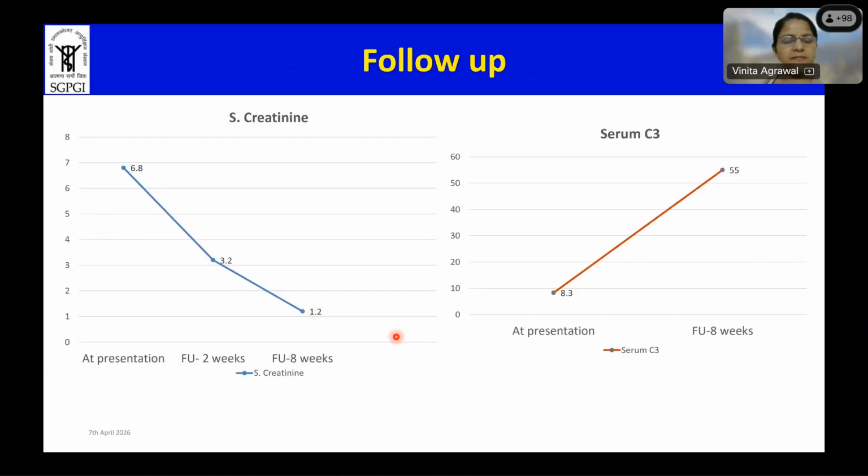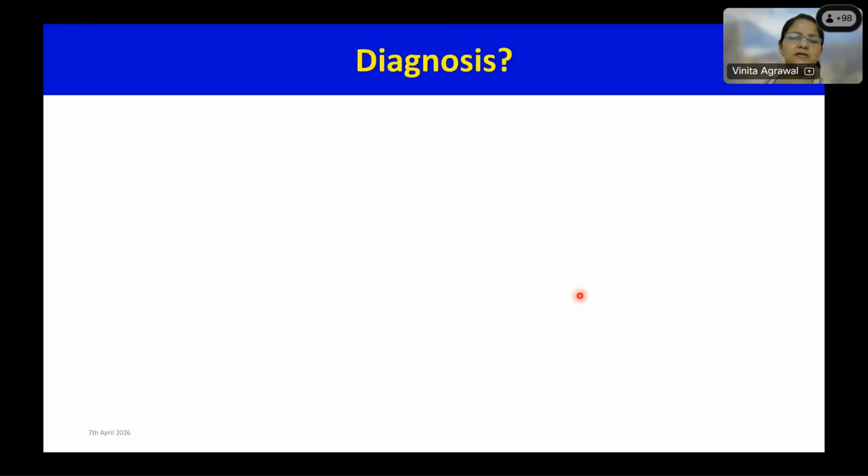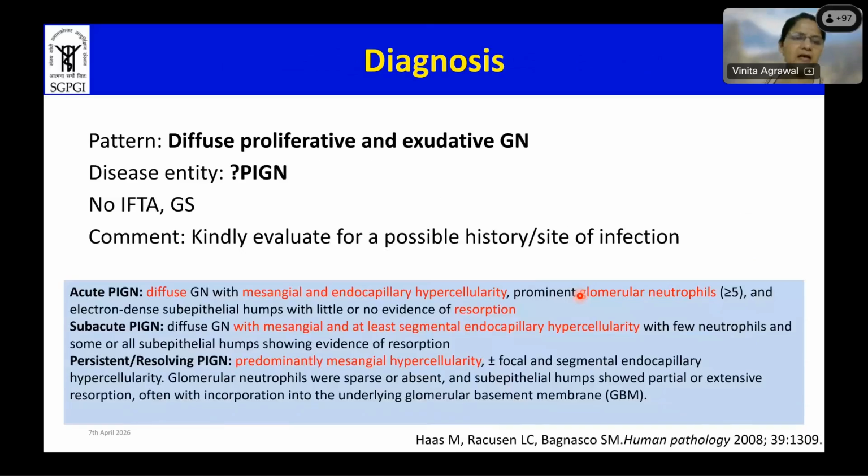There was a decrease in the serum creatinine with time, and the serum C3 levels were increased. So at the time of presentation, they were low, but they increased. So that is important in PIGN. So this was a case of diffuse proliferative and exudative glomerulonephritis, query post-infectious glomerulonephritis.